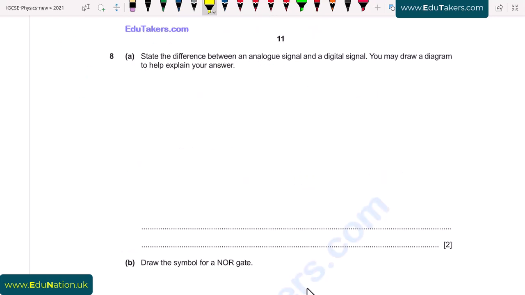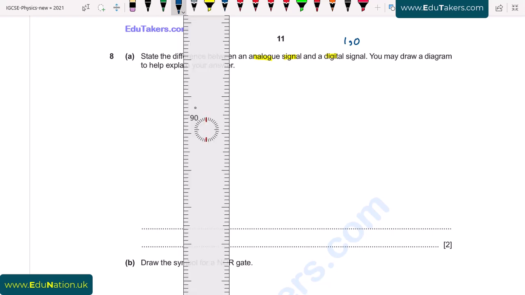Question number 8, part A. State the difference between an analog signal and a digital signal. You may draw a diagram to help explain your answer. So here we have to differentiate between the analog signal and a digital signal. An analog signal can have any values, but the digital signal has two fixed values, 1 and 0. When I have to draw the diagram of digital signal and analog signal, first of all I use the ruler.